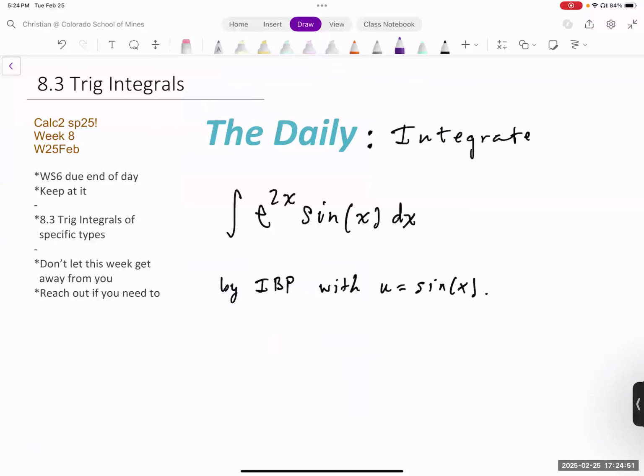Here's the video on 8.3 trig integrals, specifically integrals that deal with sine and cosine. We'll look at integrals that deal with secant and tangent another day.